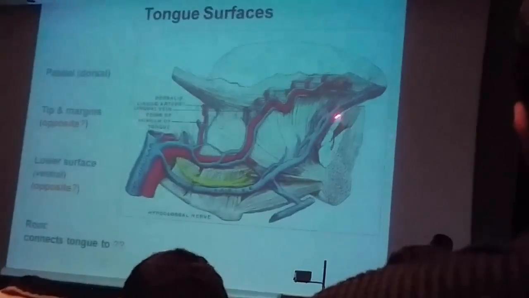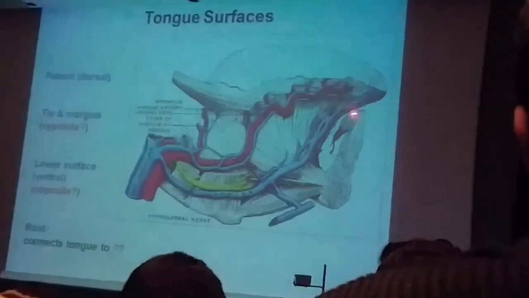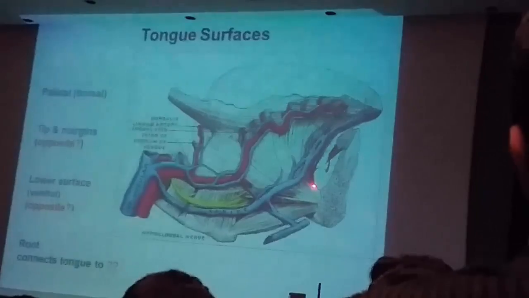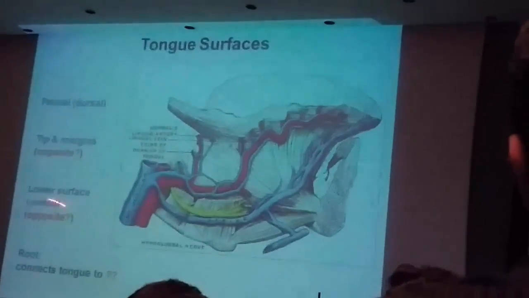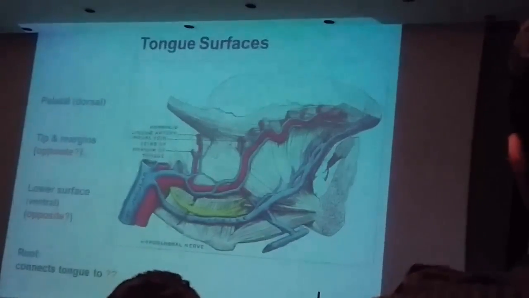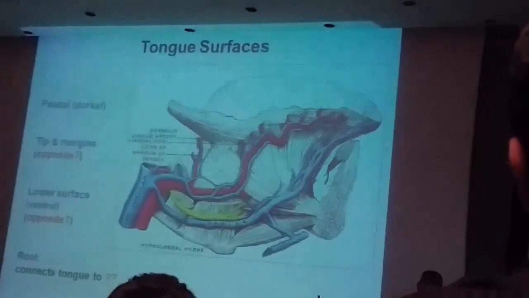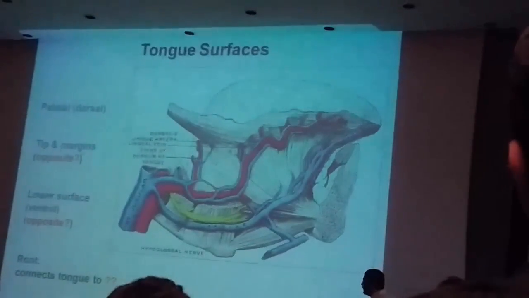Then there is the lower surface. The lower surface of the tongue is made of very smooth, transparent mucous membrane that reflects from the tongue into the floor of the mouth. We call it the ventral surface of the tongue, and it's opposite to the floor of the mouth, or floor of the oral cavity.